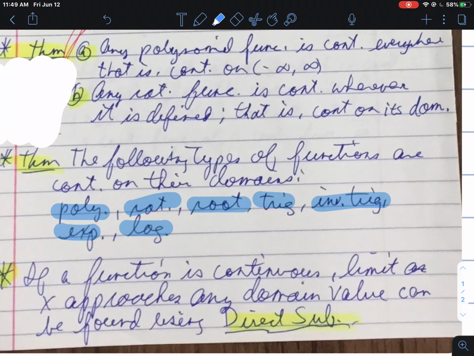Which actually then leads us into the most important statement here, that one at the bottom. If a function is continuous, then the limit as x approaches any of its domain values can be found using direct substitution. So this combines the whole limit and continuity thing, those two concepts, in that if a function is continuous at a number, I can evaluate the limit as x approaches that number simply by using direct substitution.